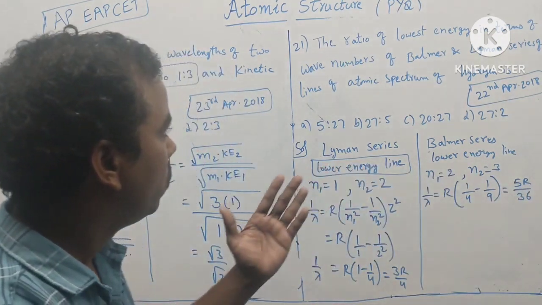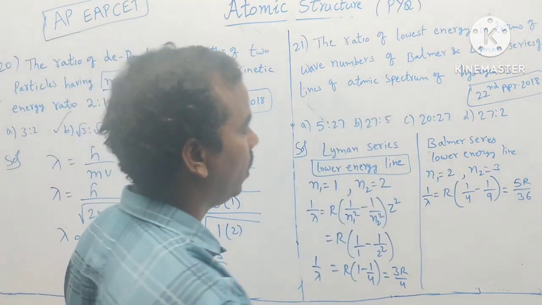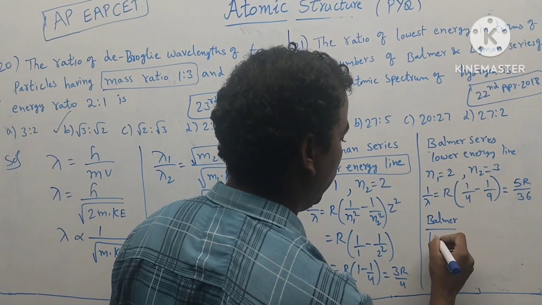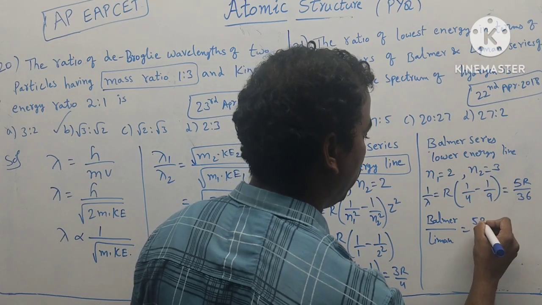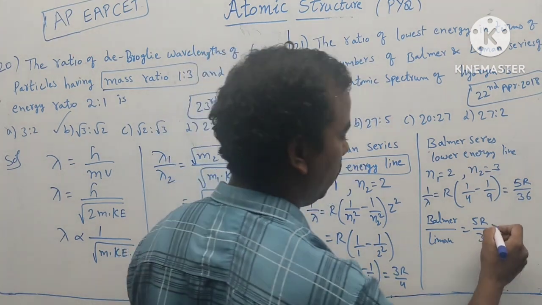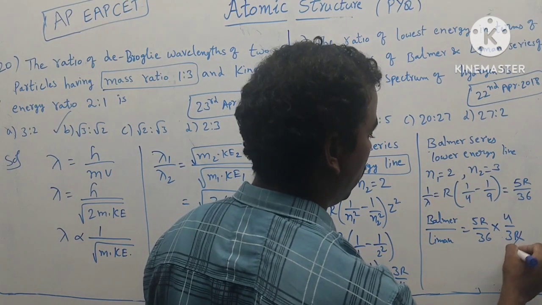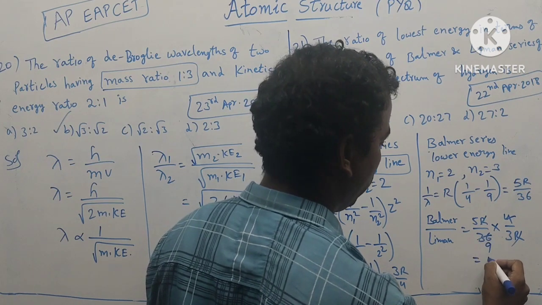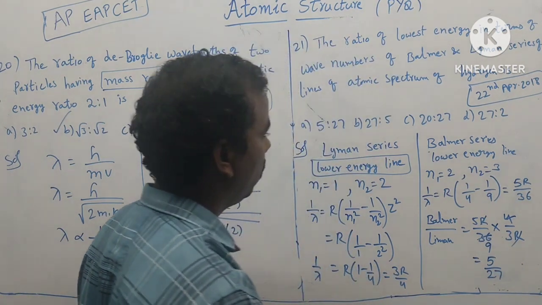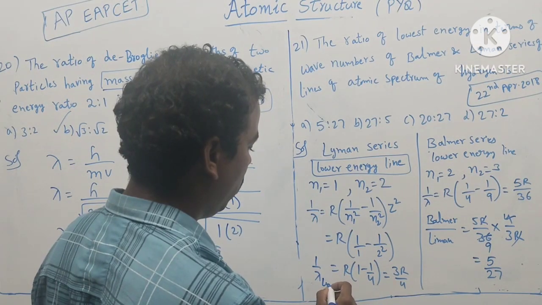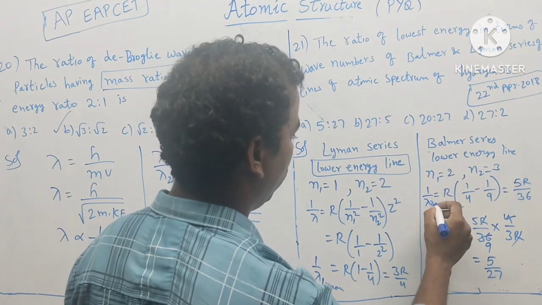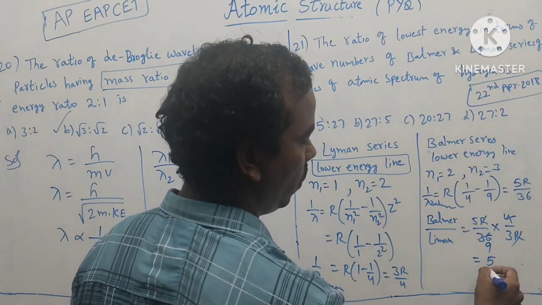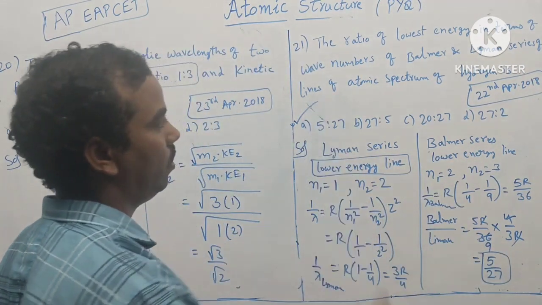Balmer series to Lyman series ratio. Balmer by Lyman: 5R by 36 into 4 by 3R. So R cancels, 4 into 36 is 9 times, and 5 by 9 times 3 is 27. So the answer is 5 by 27. The ratio is 5 is to 27. So answer A.